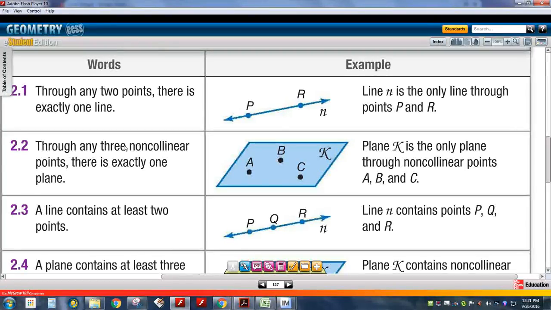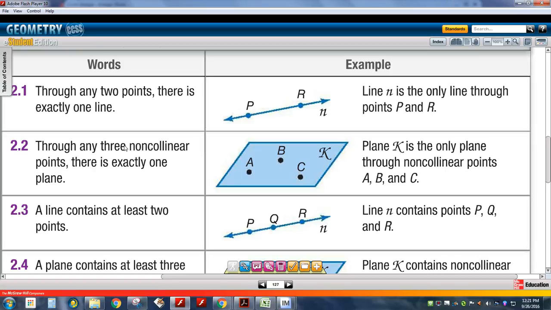So the answer to this is what? Never. Why? Postulate what? 2.2. Or you could say non-collinear, not collinear. Wouldn't that kind of be a way of saying what reason it's wrong? Any questions there? It's not too bad, is it?